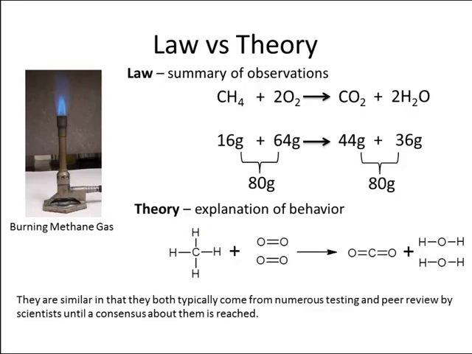They're similar in that they both typically come from numerous testing and peer review until a consensus about them is reached. But if you look at these again, law, summarizing observations. Theory is explaining why we're seeing those observations. Okay, and that's the distinction we want to make between that. And that pretty much wraps it up for our discussion of the scientific method.